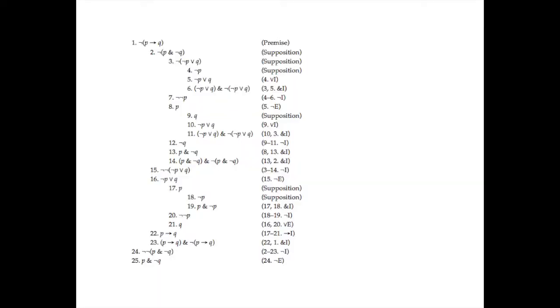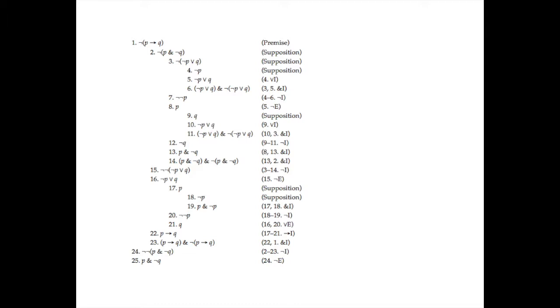The second way I do it is going to be a little bit faster, but it's also a little bit more confusing. All right, so here's the first way. You can see this is quite a lot longer. So, my premise is it is not the case that P arrow Q. And what I want to prove is P and not Q.